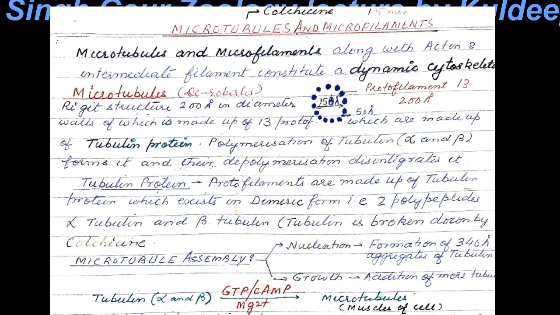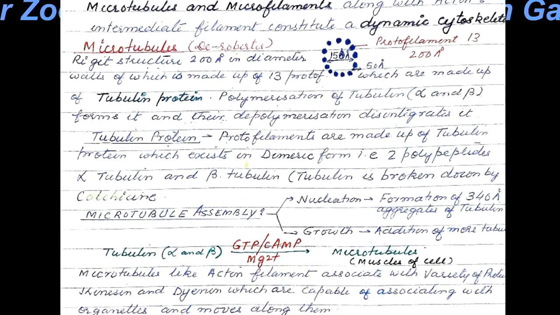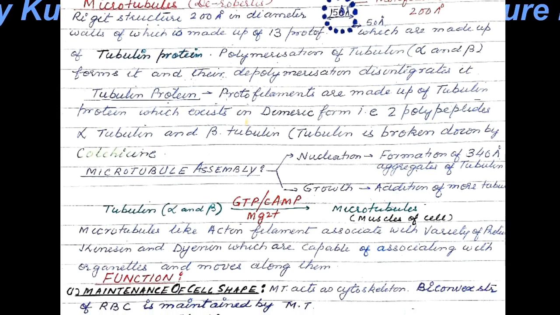They are made up of tubulin proteins. Tubulin protein is a dimer made up of alpha and beta tubulins, and whenever they polymerize, the tubulin protein is formed, and upon their depolymerization the tubulin protein disintegrates. That means they exist in dimeric forms, having two polypeptides, alpha tubulin and beta tubulin.